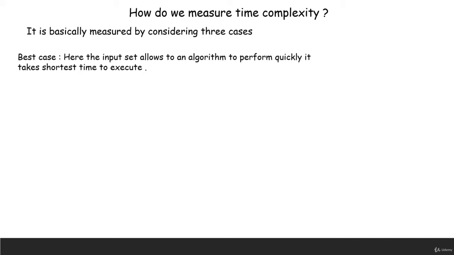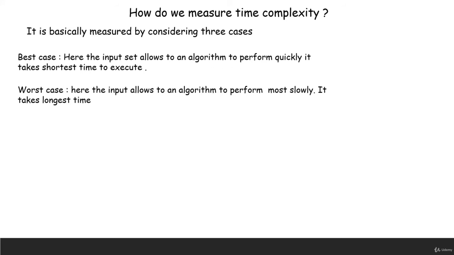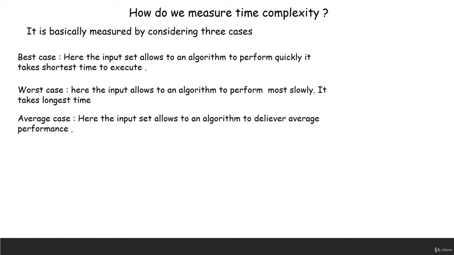The first case is the best case. Here the input set allows an algorithm to perform quickly and it takes the shortest time to execute. The next one is the worst case. Here the input allows an algorithm to perform more slowly and it takes the longest time. And the average case. Here the input set allows an algorithm to deliver average performance. So these are the three cases considered to measure time complexity.